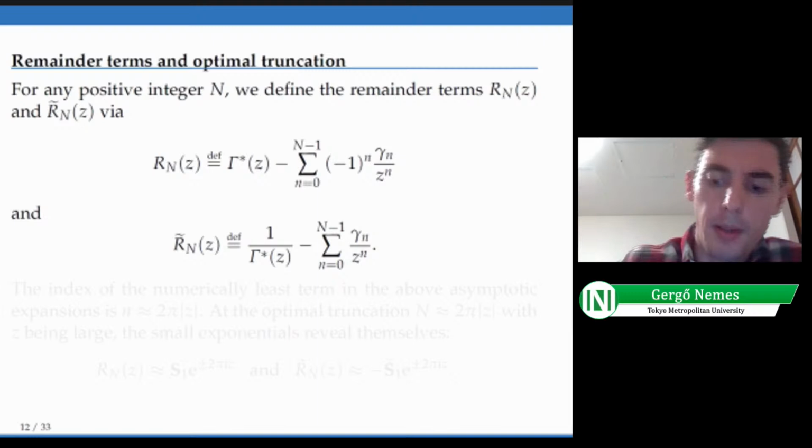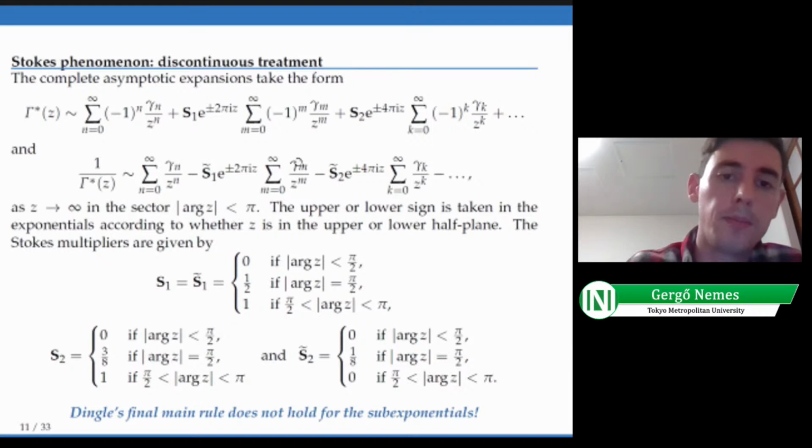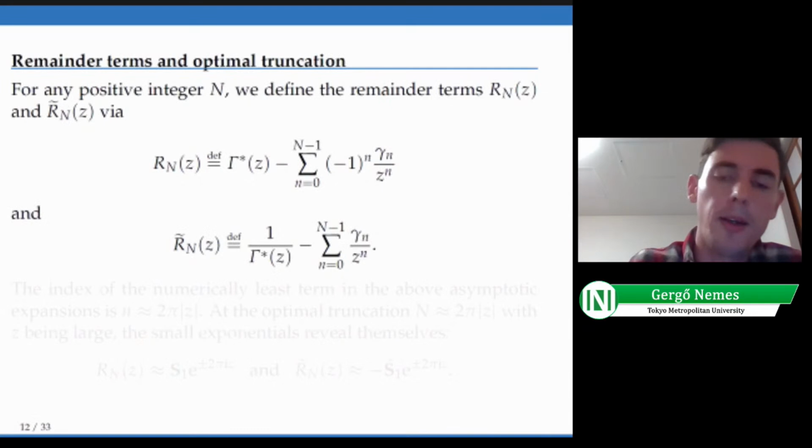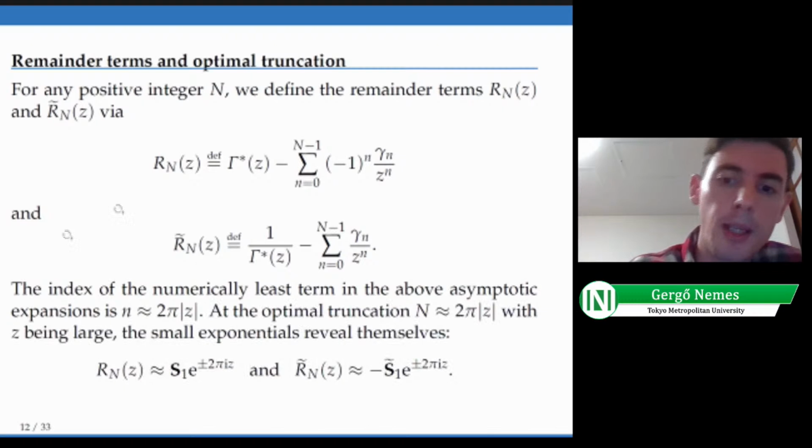Let me mention that it is known that the smooth interpretation of the leading sub-exponentials follows the error function rule. This was shown first by Boyd in 1994. I will reproduce this result here to help you understand the hyperasymptotic procedure. We define the remainder of this series after n terms, R_n(z) and R̃_n(z). In this case, the index of the numerically least term is about 2π times the absolute value of z. We expect that at optimal truncation, the small exponentials, the leading ones, should reveal themselves in the remainder terms. So we must have these approximate equalities.